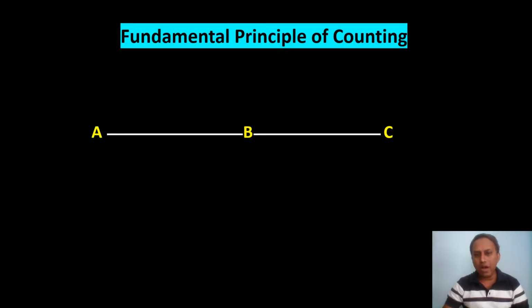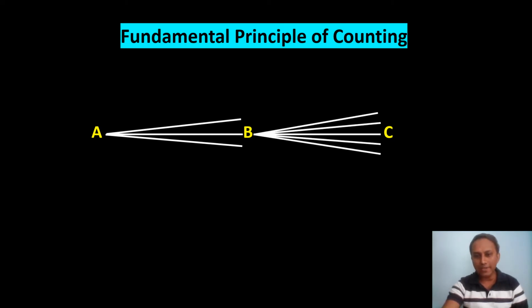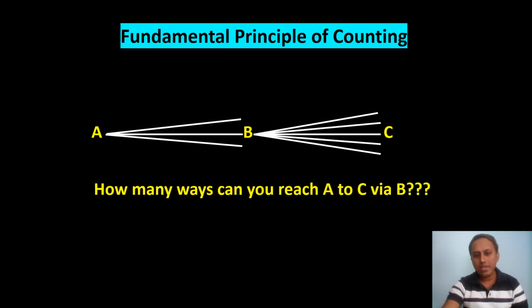Fundamental principle of counting. Imagine there are three cities A, B and C, and you have to reach A to C via B, and between A and B there are three roads like this, and between B to C there are 5 roads like this. So the question is, how many ways can you reach A to C via B?